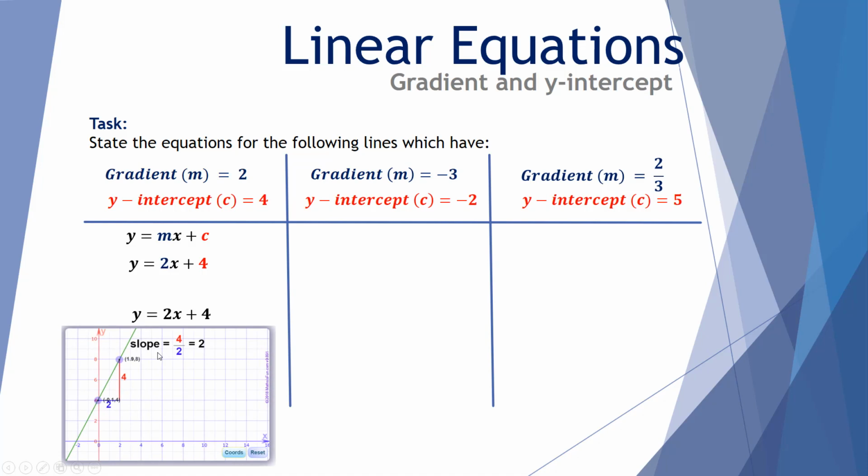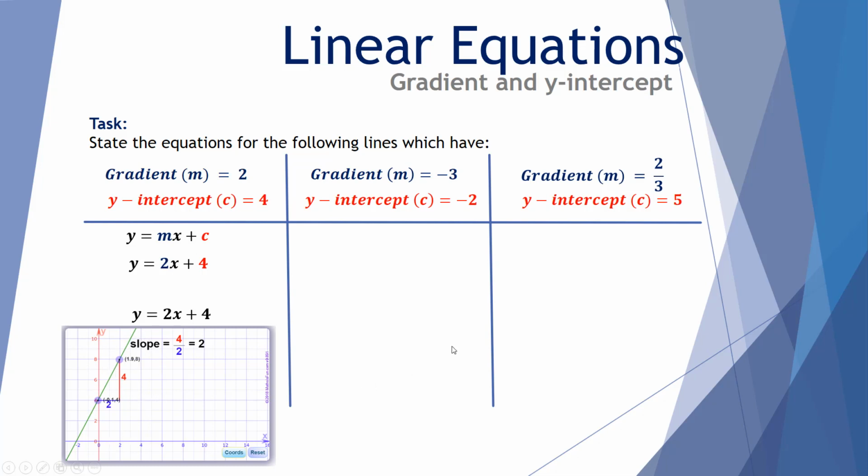And this is what it looks like. You can see here we've got a rise of 4 and a run of 2. That gives us a gradient of 2, as we have here. And also it intercepts the y-axis, so the y-intercept is at 4. That's what that particular equation looks like.